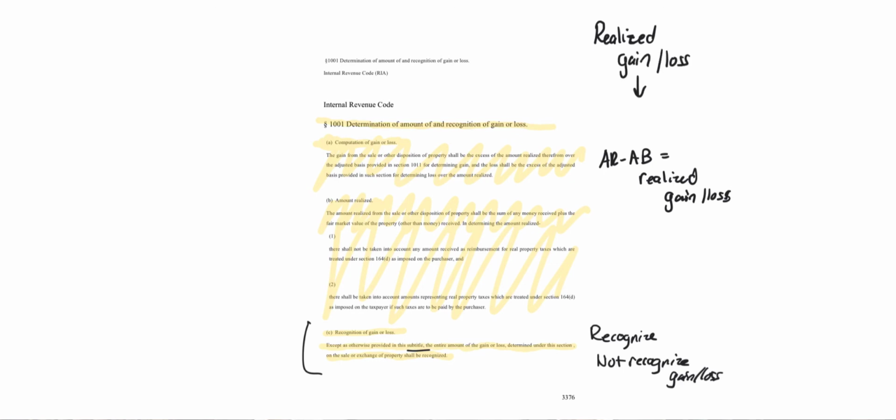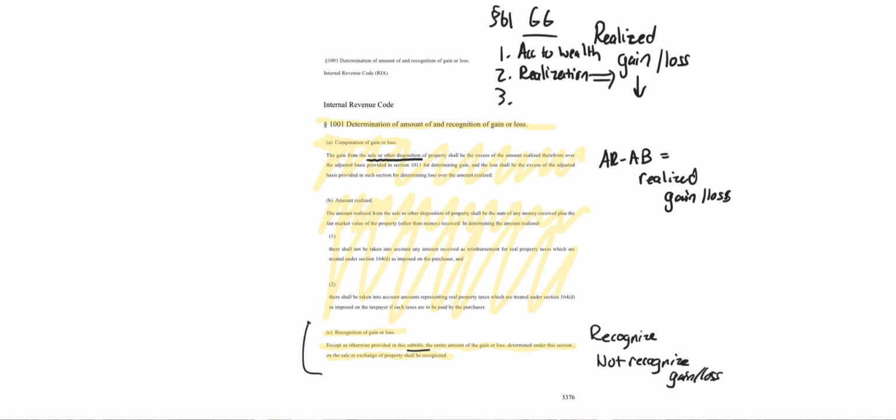Why? Remember that Section 61, Glenshaw Glass, right? 3 requirements, right? We have to have an accession to wealth, which means your net worth goes up. What was the second requirement? You need realization. Realization, that's what the realized gain or loss component is. Basically, it's a sale or other disposition of property. So we're talking about sales, exchanges, trades, involuntary conversions, events like that.